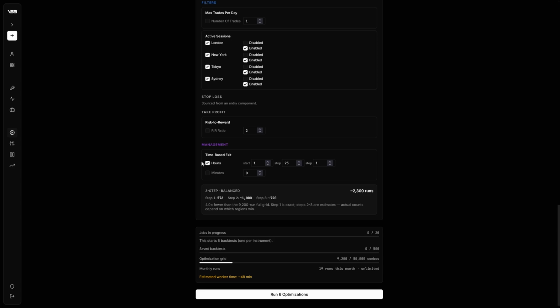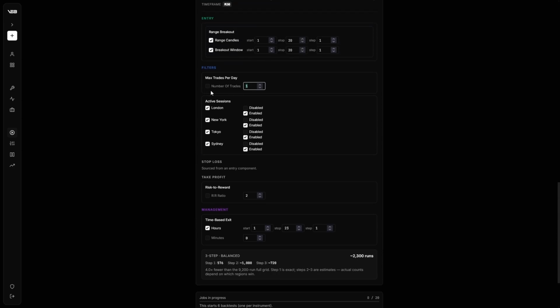And just as important, I'm locking in certain things like the trades per day. We will keep this at a fixed 1 trade per day, and the take profit at a fixed 1 to 2 risk to reward ratio. We are not touching this because they define the core structure of the system, and optimizing them will just add noise rather than any insight at all.